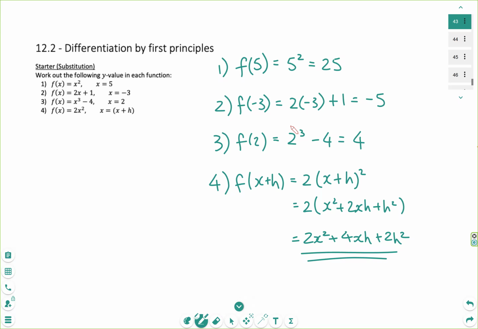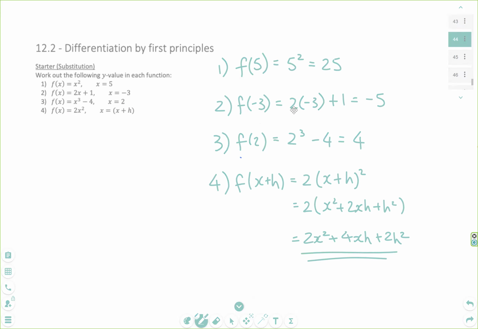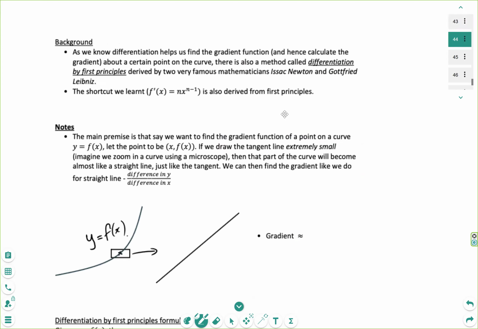Here are the answers. Question 1, 25. Question 2, minus 5. Question 3, 4. Question 4, substitute x plus h into x, so you will square the bracket first before you times it by 2. One thing to note is on the left-hand side, I put f of 5, f of minus 3. So note this kind of notation, we're going to use it later. When you sub in the x value, the bracket in the f of x becomes the value itself.